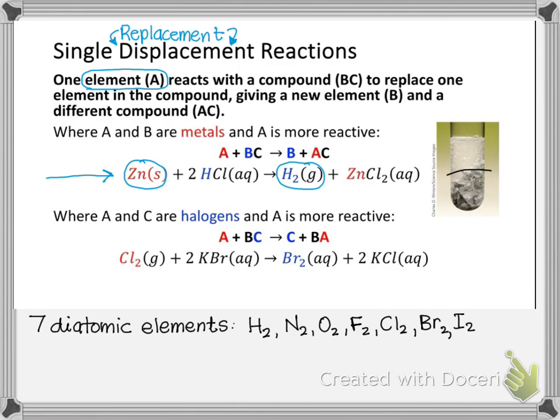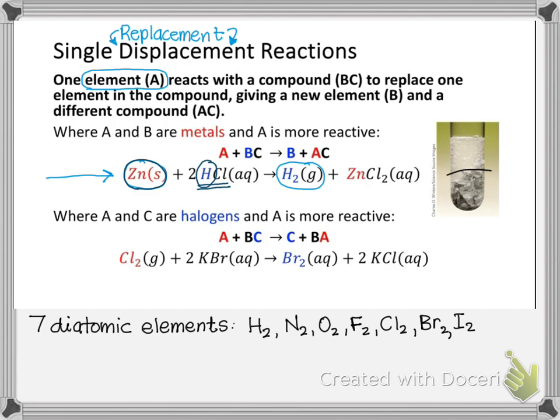Okay, so back up to the top. Here we have one element, my first element, zinc, all by itself. And it's reacting with a compound. Right here is the compound for this example, HCl. What it's going to do is replace one of those elements, giving a new element and a new compound. Zinc, since it's a metal, will always interact with the element that's written first.